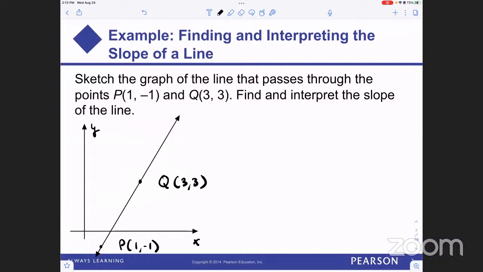It goes on forever in both directions, right? So then it says to find and interpret the slope. So the slope is the change in y over the change in x. Let's start with the formula. One of my professors would say, every time you use a formula, write it down. That constant repetition of writing the formula helps ingrain it into your memory.